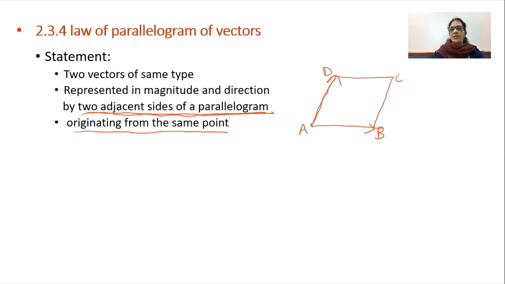In triangle law we said that if one vector starts from here and ends here, then the second vector must start from that end point, taken in order. In parallelogram we are not taking the sides of parallelogram which are taken in order, but we are taking them as originating from the same point.